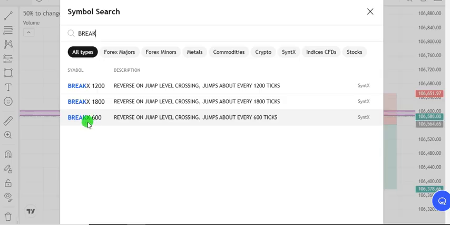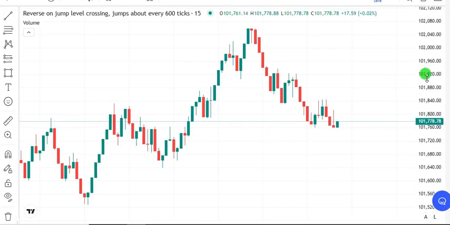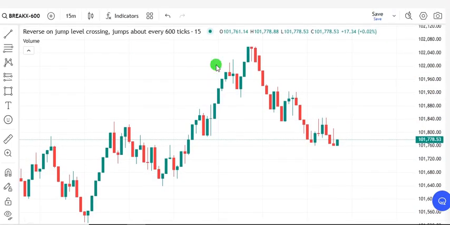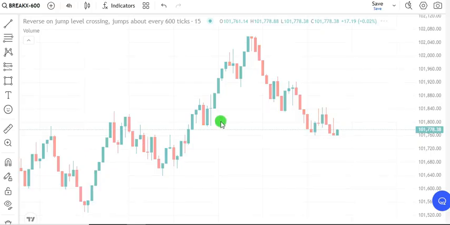Sorry, break 600, please. Sorry, 600. Let's go to break 600. Okay. So on break 600, let's just mark out our zone as usual. Marking out the zone as usual.